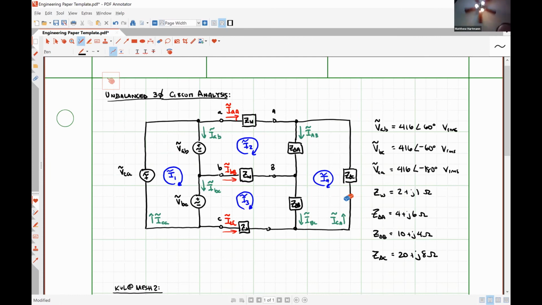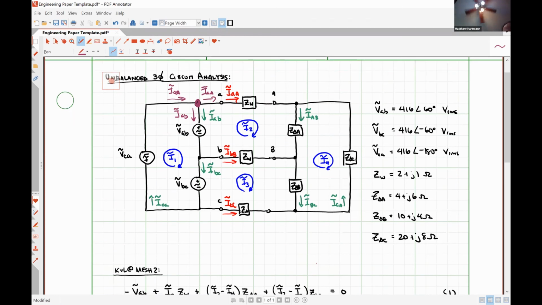So for instance, if we applied Kirchhoff's current law at this node, we have this current flowing in, which is ICA, this current flowing out, which is IAA that we know, and this current flowing out, which is IAB. If our source currents are balanced, then that means that IAA, let me rewrite that so it doesn't look like such chicken scratch.